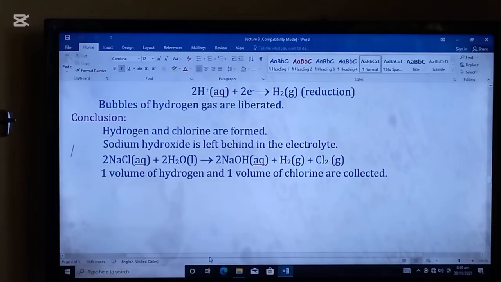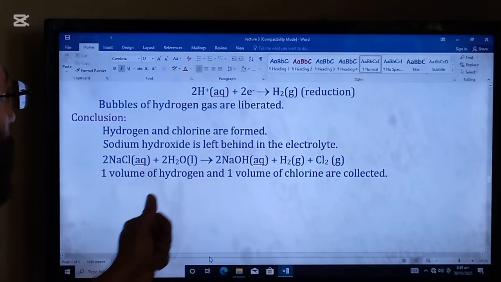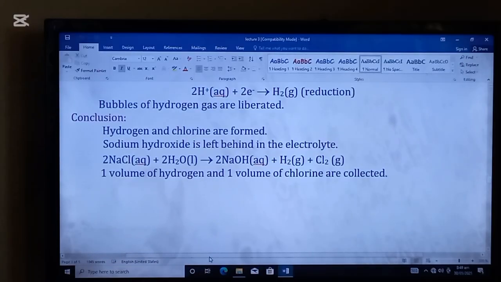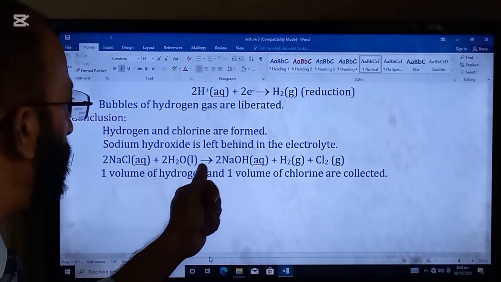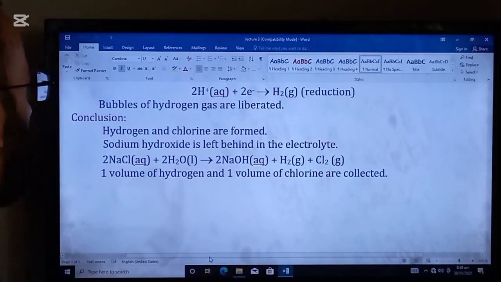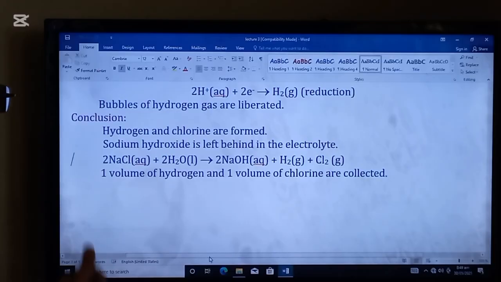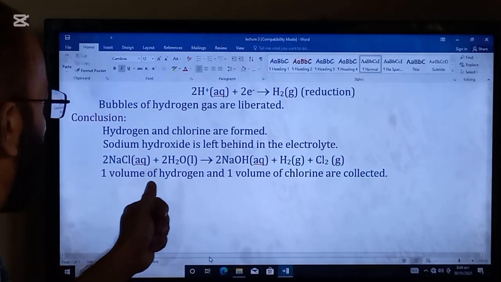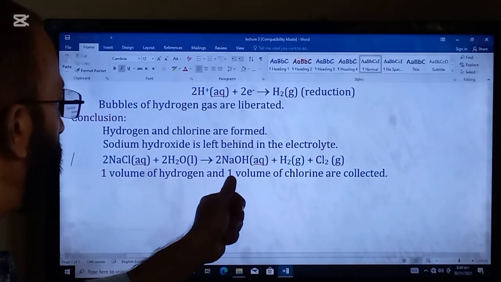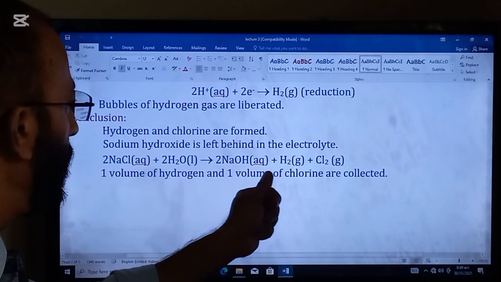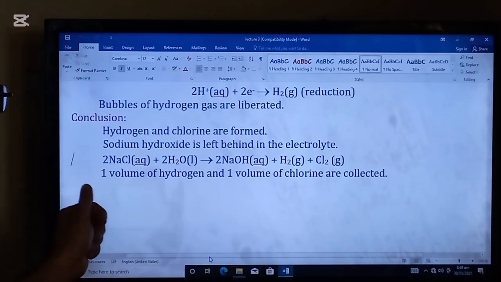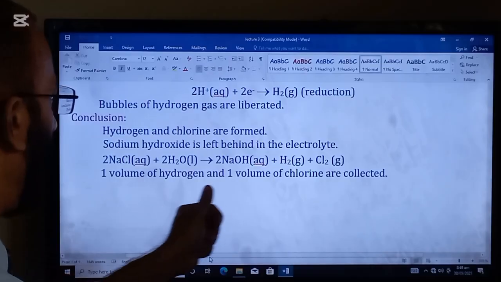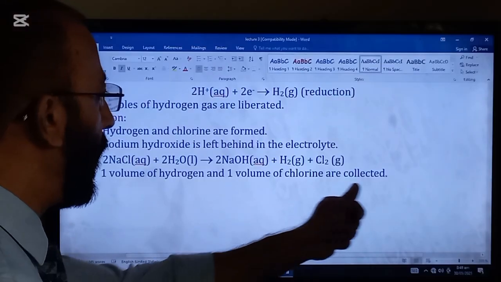Conclusion. Hydrogen and chlorine are formed. Sodium hydroxide is left behind in the electrolyte. 2NaCl plus 2H2O forms 2NaOH plus H2 plus Cl2. One volume of the hydrogen and one volume of the chlorine are collected.